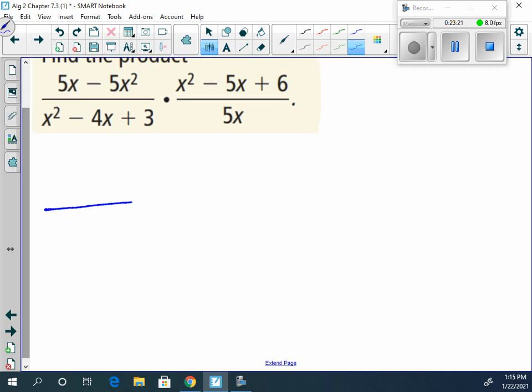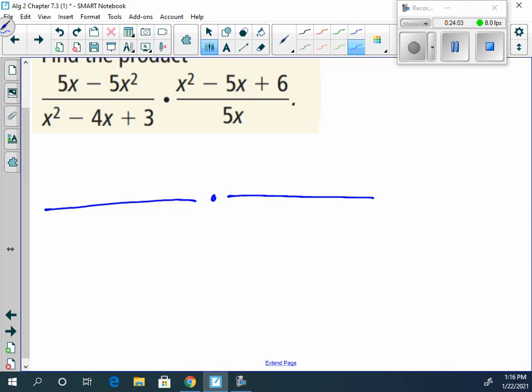So we'll look at this here. We're going to factor and simplify. We'll multiply these together, and to do that, before we really multiply, we're going to factor to make it a little bit easier to work with. Now, the first thing they're having us factor on top is our 5x minus 5x squared.